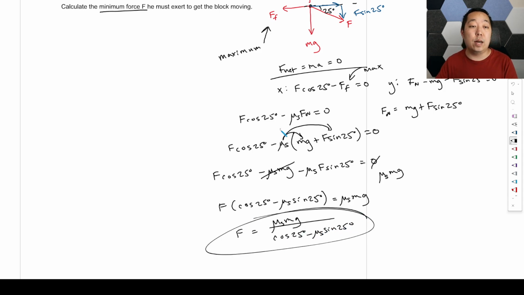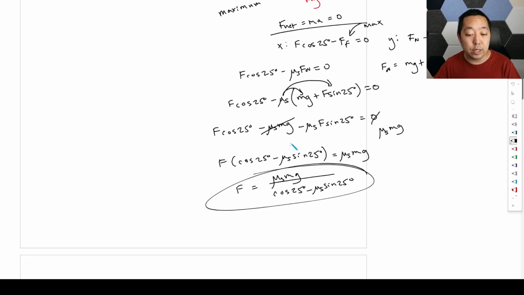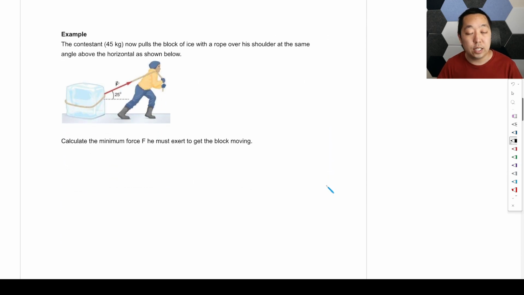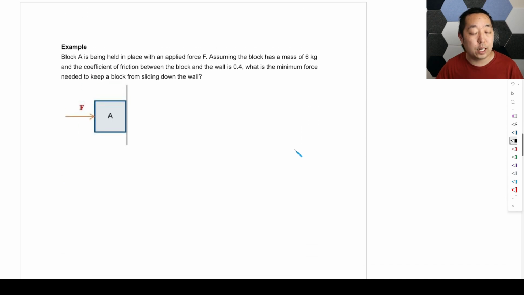And you just plug in the numbers. We know mu s is 0.3, we know m, we know g, and then you just plug in numbers there. Okay, let's do one like this. Actually, I'm going to skip this one. It's a very similar problem. Let's go to a more complex problem like we did last one, like this one here.